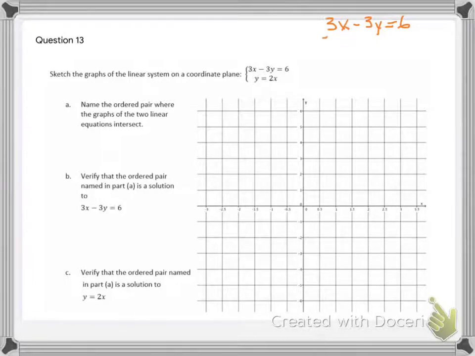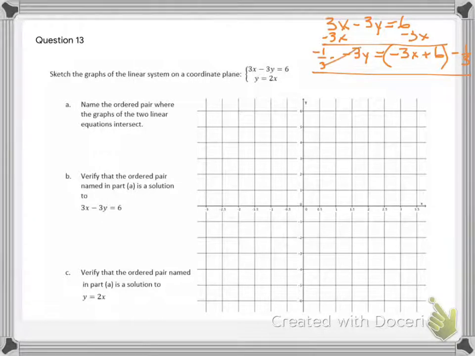So I'm going to subtract 3x from both sides. And that gives us negative 3y equals negative 3x plus 6. And then we will multiply by the reciprocal of negative 3. That's a negative 1/3. And we'll do the same over here. We're going to multiply by a negative 1/3.